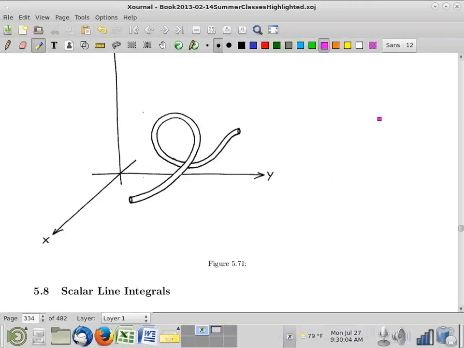Okay, so here's where we were last time. I'm going to go very quickly through the part of this section we talked about last time, just to remind you what we were talking about. It's been a weekend and an exam since we did this. So we are considering scalar line integrals.